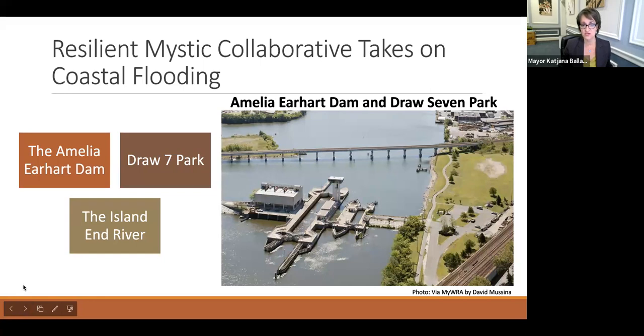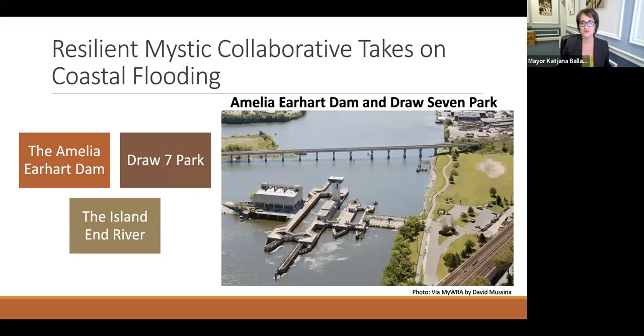The projects are shoring up and raising the Amelia Earhart Dam, which is also shown on this slide. The green space to the right is Draw 7 Park. One of the 3 projects is renovating Draw 7 Park with stormwater management features to help prevent storm surge from flanking the dam. And as a bonus, it also includes expansion of a multi-use path.